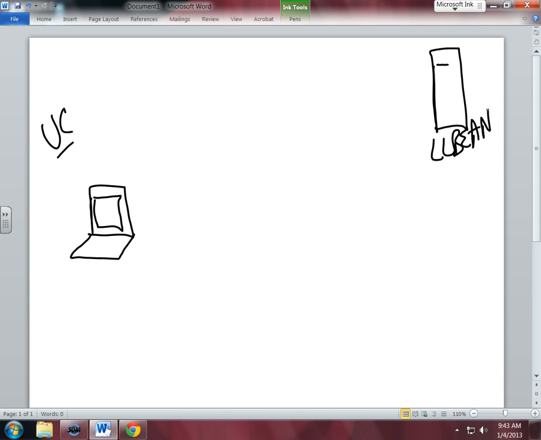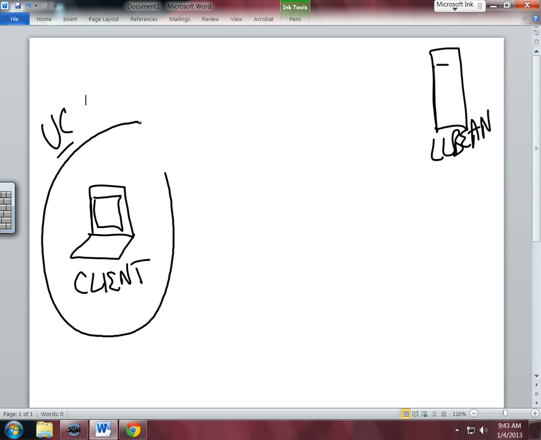Okay, so again, my client here is on the UC network, right? So we'll drill down into what that means in a little bit. My LL.Bean server here is on LL.Bean's network, right? And they're actually accessing the same internet, because the internet basically is a series of wires that spans the globe. Okay, so the UC network is over here, and LL.Bean's network is over here.